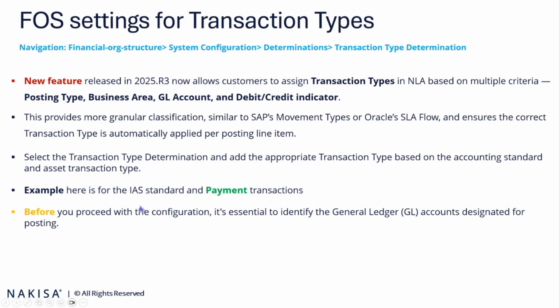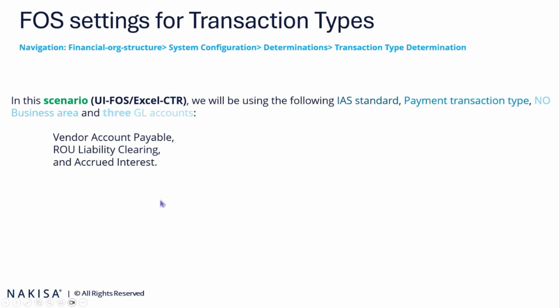So we can go through an example for a REA standard and a payment transaction. In this scenario, I'll show you on the UI, as well as once it's posted within the contract postings, what we can see within the SAP. So give me a second.